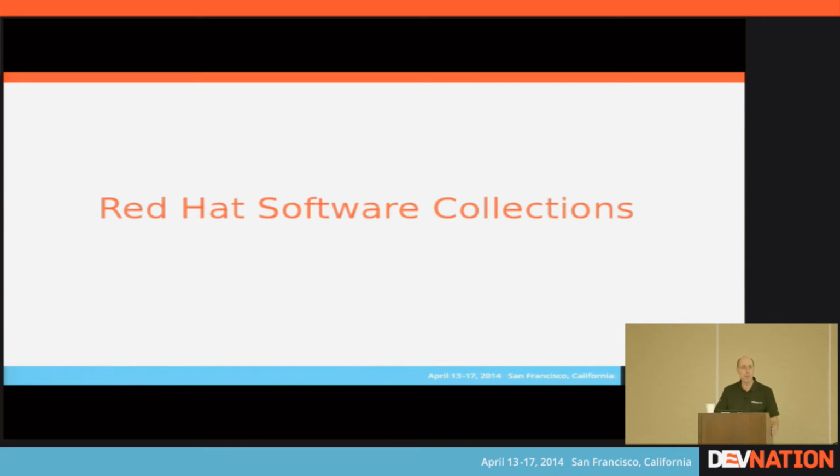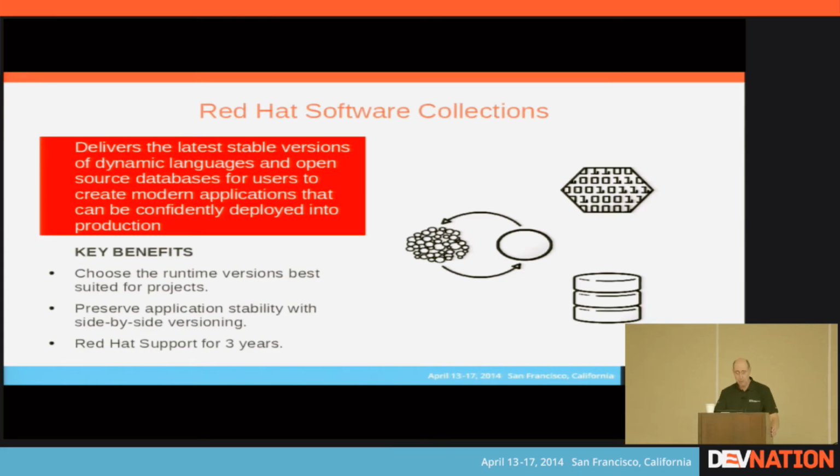So that's the DTS. Now let's talk about Red Hat Software Collections. Red Hat Software Collections deliver the latest stable versions of the dynamic languages and open source databases for users to create modern applications that can be confidently deployed into production. So similar to the DTS with the GCC compiler, we offer Red Hat Software Collections, which contains a number of dynamic languages, Ruby, Python, Perl, PHP, for example. Just like the DTS, you can choose the runtime version that is best suited to your projects.